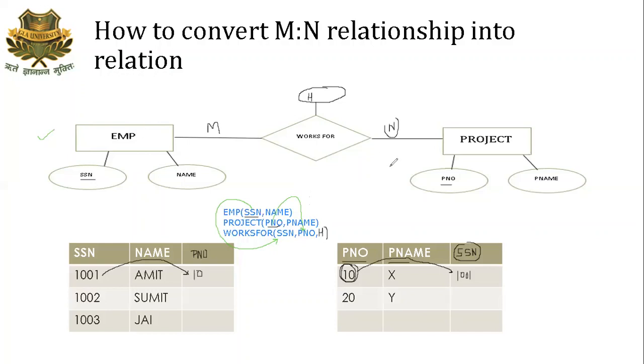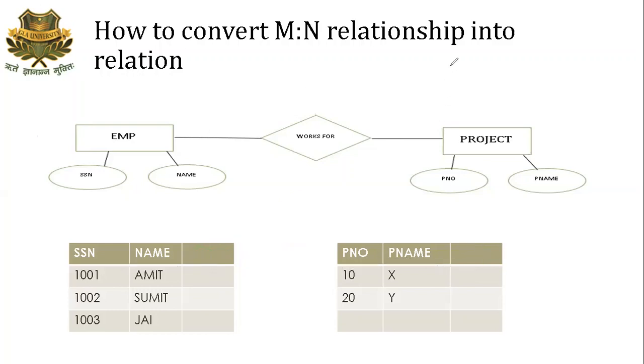And in this third table, keep the key attribute of the strong entity, like SSN and P. So I hope all of you are able to understand what we have to do in an M-to-N relationship, and what happens if we just add the project number over here and add the social security number over here, and what problem arises. So I hope all of you understand this.